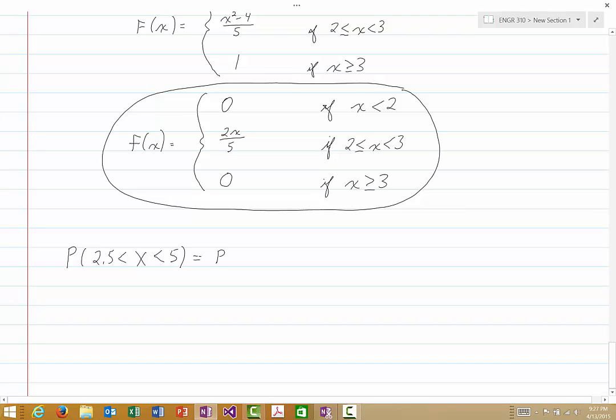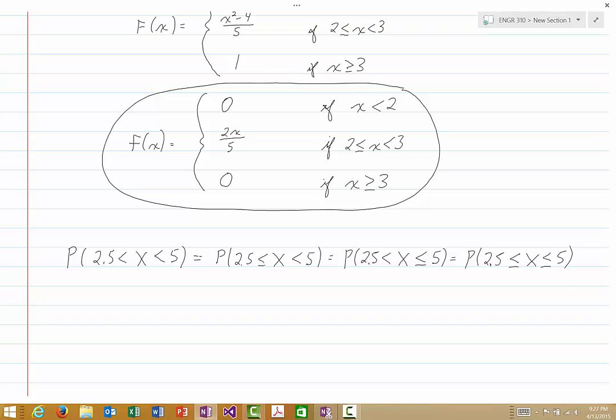As we have already stated before, let me just make this perfectly clear. So this is the same as 2.5 less than or equal to x less than 5, which is the same as the probability that 2.5 is less than x is less than or equal to 5, which is equal to the probability that 2.5 is less than or equal to x less than or equal to 5.